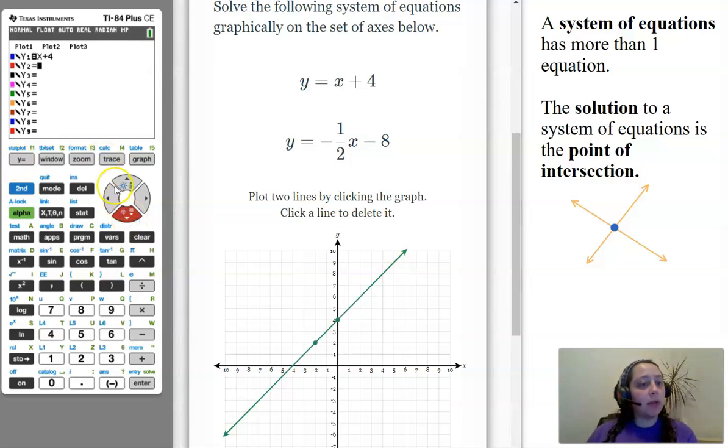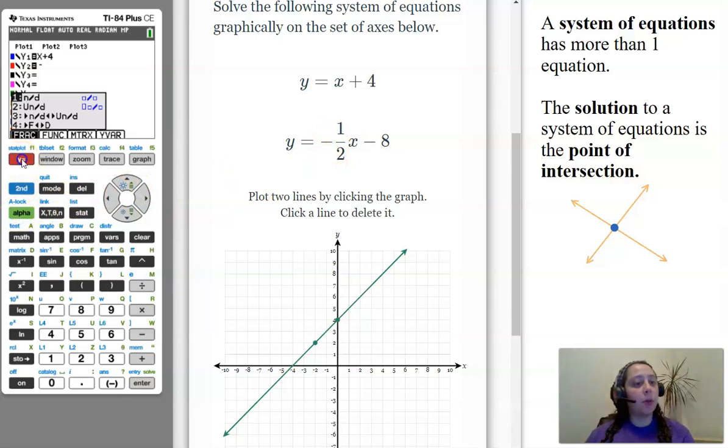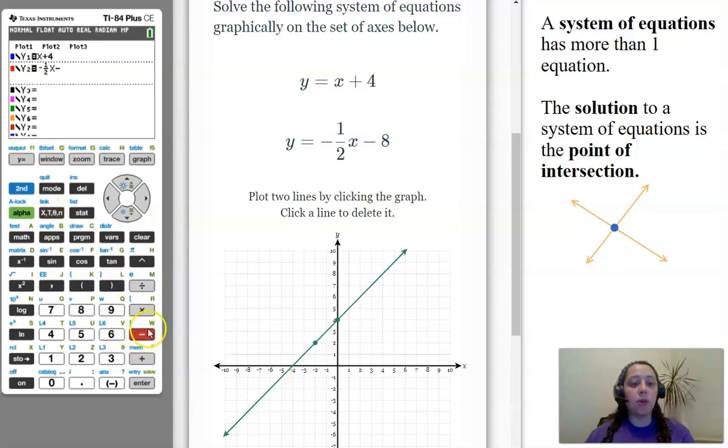I'm going to go down and I'm going to put this in. Negative is this button here. When we have this sign in the beginning, it's negative, and negative is in the parentheses. Then to put in a fraction, you can press alpha y equals, enter. Again, that was alpha y equals, enter. Then we put in 1, go down, 2, go to the side. Now we can put in x minus, because we're in the middle, we're going to use minus here, 8.